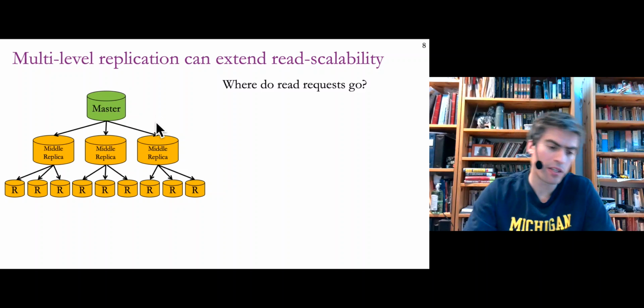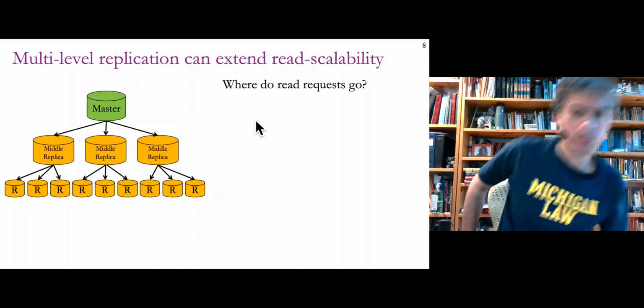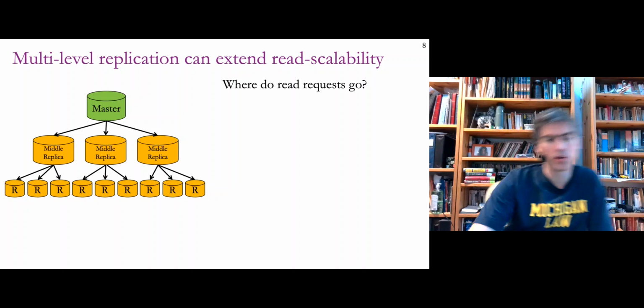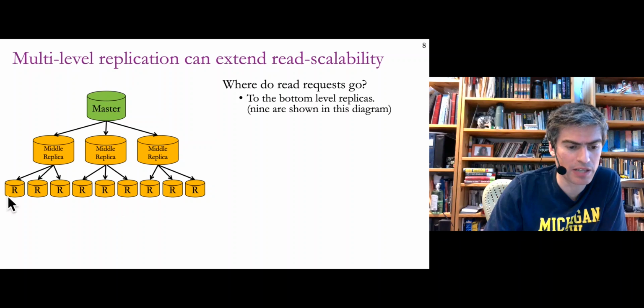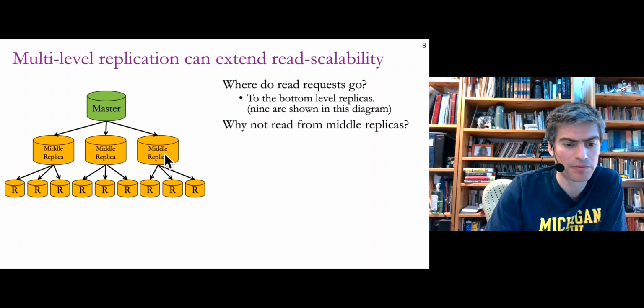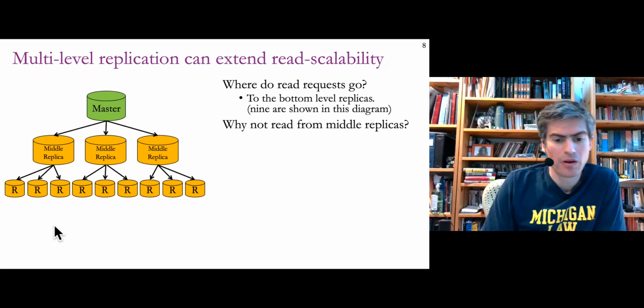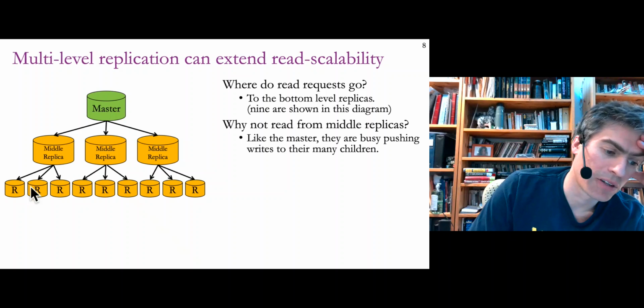Okay. So in this design here, I have a few questions for you to try to answer as we go along. There should be short answers. So where do the read requests go? Actually, they go to these bottom replicas, these 9 on the bottom. They do not go to this middle level. Why don't they go to this middle level? Well, just like the master, this middle level is busy pushing out replicas to this lowest level.